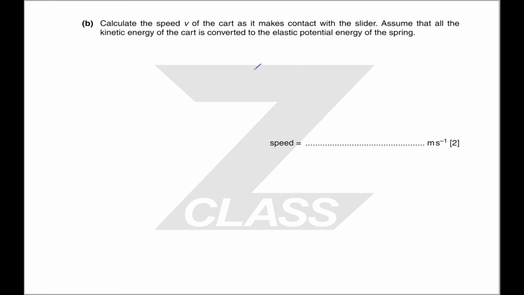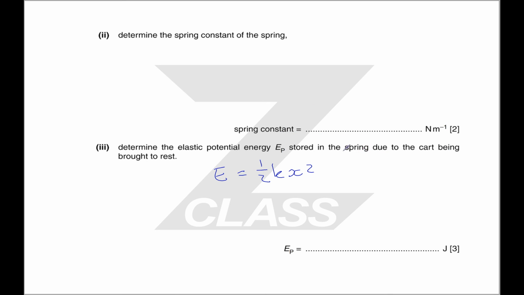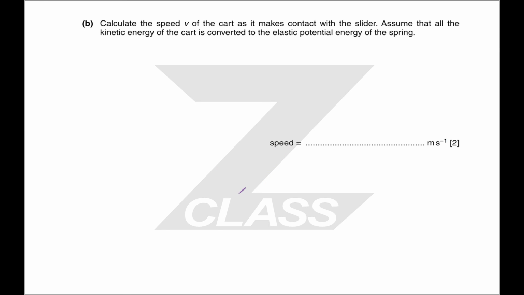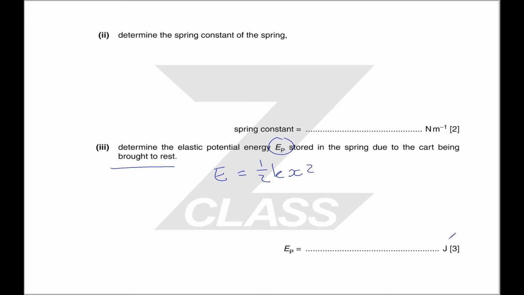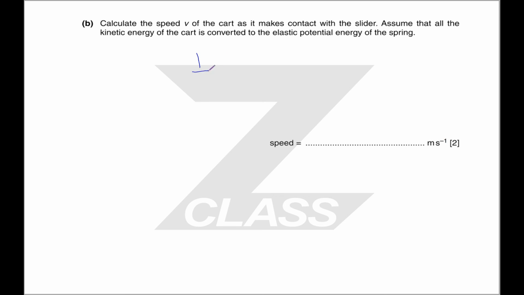Calculate the speed v of the cart as it makes contact with the slider. So, when we have compressed and the cart has come to rest, we have turned all of our kinetic energy into elastic potential energy. Therefore, it must have started out with this amount of kinetic energy. Kinetic energy is a half m v squared, and from that you can get v because you already know m.